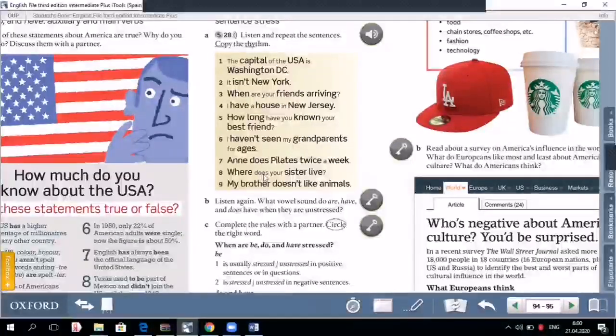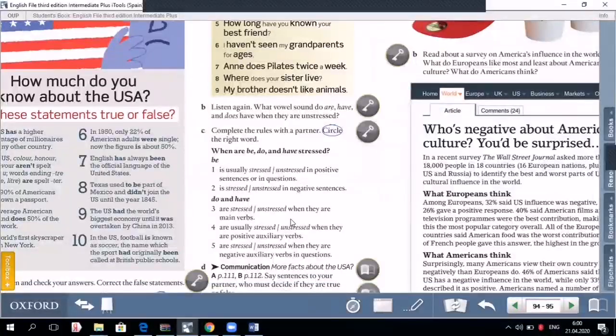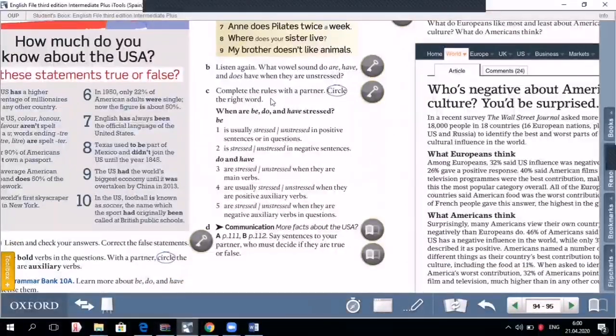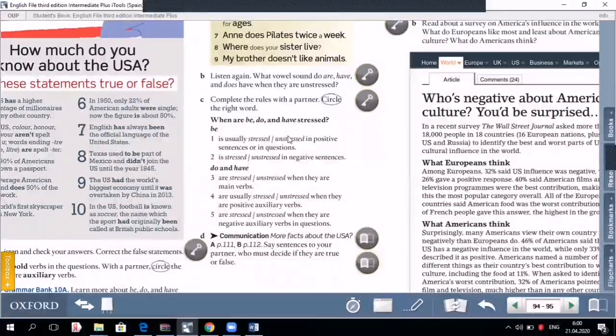Again, one more sentence here. Where does your sister live? This is how these words are sounded in the unstressed situation. So at home you should complete these rules with your partner, okay? When be, do, and have are stressed, then it is the usual stress; they are unstressed in positive sentences or questions in this way.